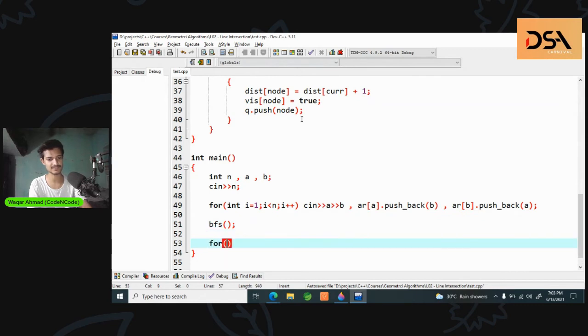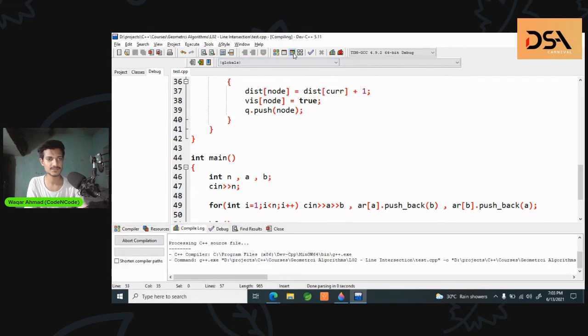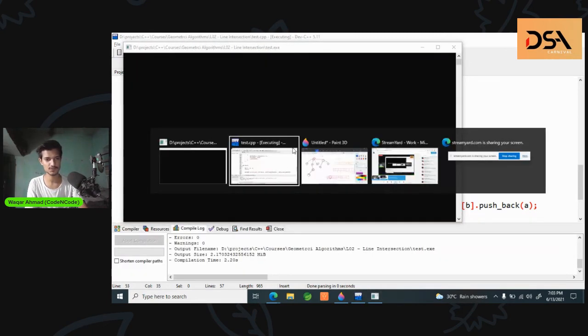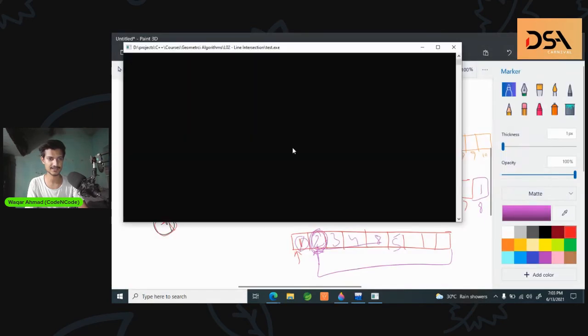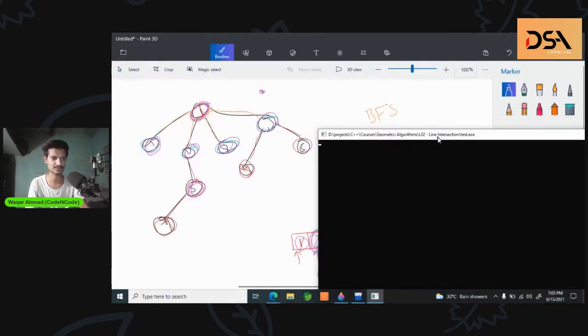After that, let's print the distance of each node. Okay, let's see if we get any error. Okay, cool. Till now we are not getting any error, so let's run BFS on this same graph.